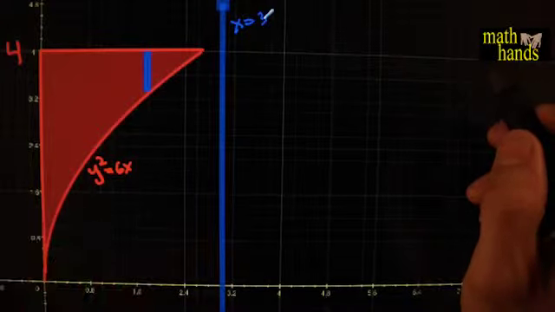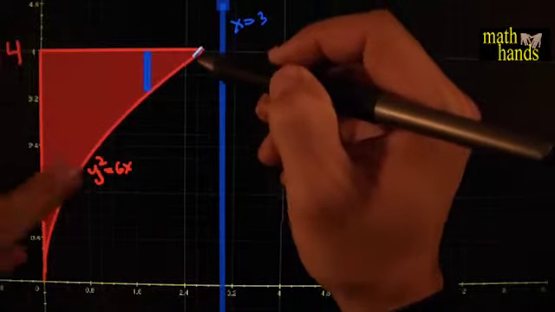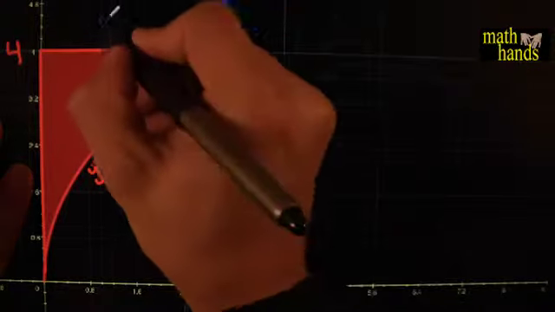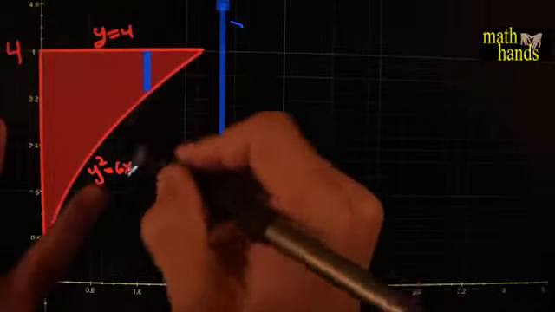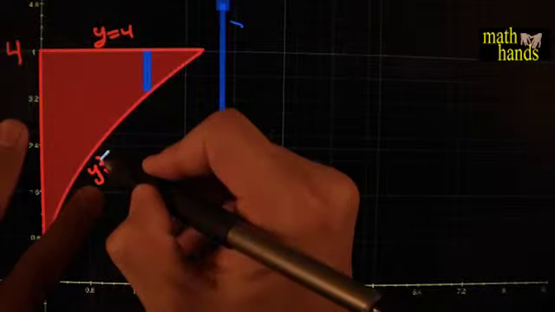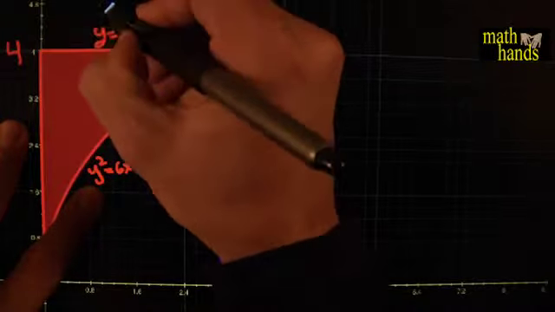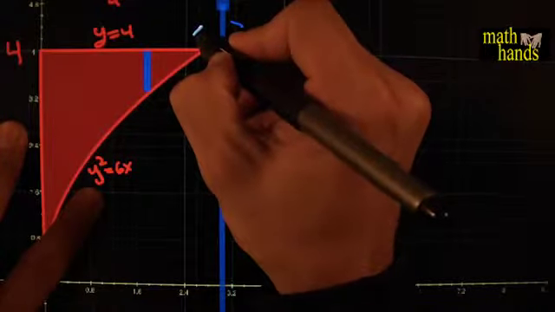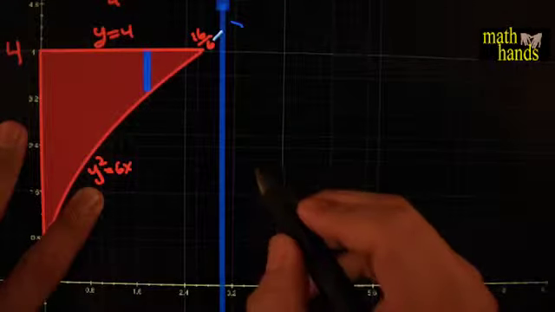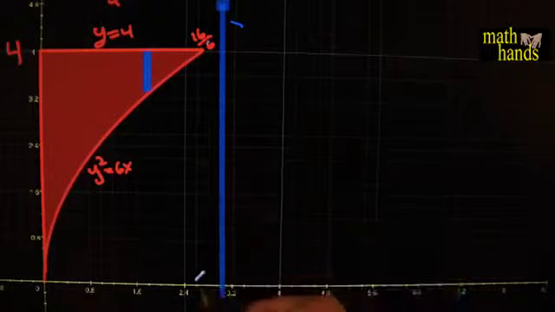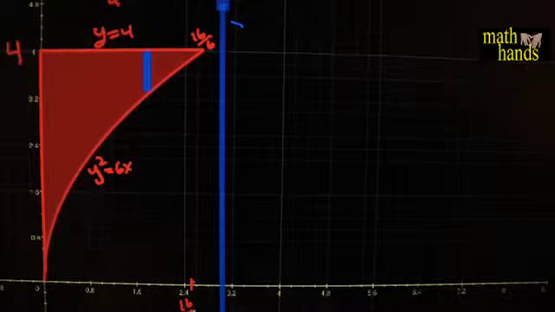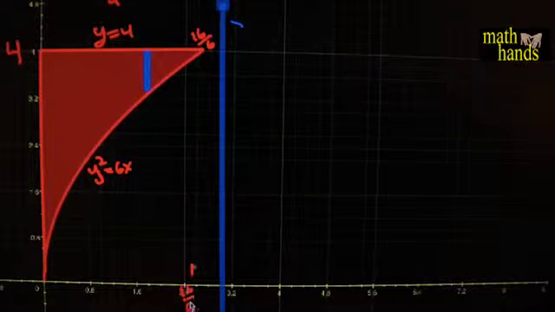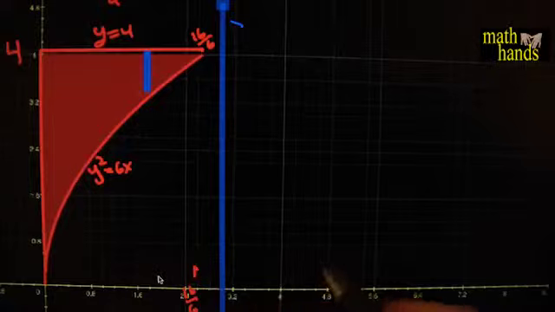And we're probably going to need the point where these intersect. So you set these two equal to each other. y is equal to 4, and y is equal to that. So you substitute the 4 in here. That would give you 4 squared is equal to 6x, so x is equal to 16 over 6. That's the point here. This is x equals 16 over 6. Okay? Can you see that?